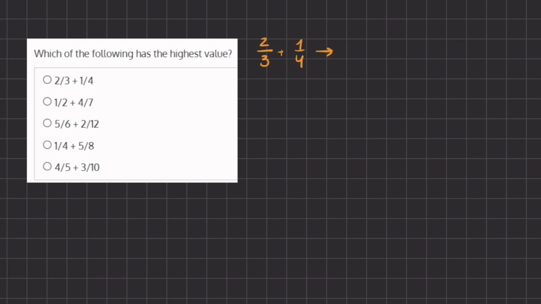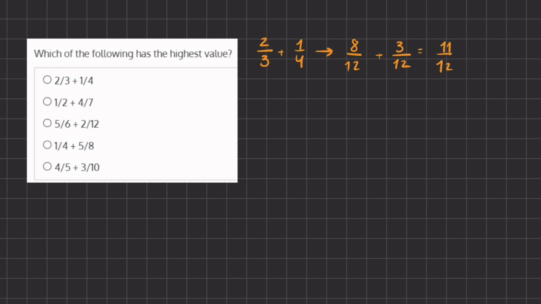Now in order to find the least common denominator, we know that we can multiply the two denominators, and in this case it will be 12, and this is also our least common denominator. Alright, so if our least common denominator is 12, in our first fraction we need to multiply the numerator and denominator by 4. That means that our numerator is going to be 8, and our second numerator, for 1/4, is going to be 3. Alright, so now we have 8 plus 3 divided by 12. So when we add these two together, we have 11 divided by 12, and that is the value of our first expression.